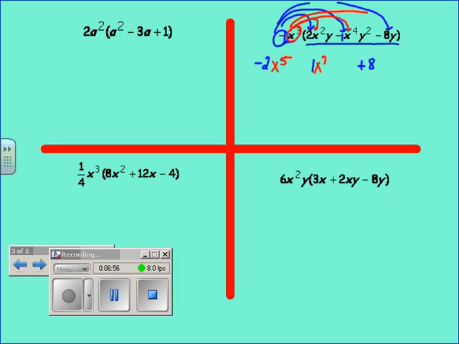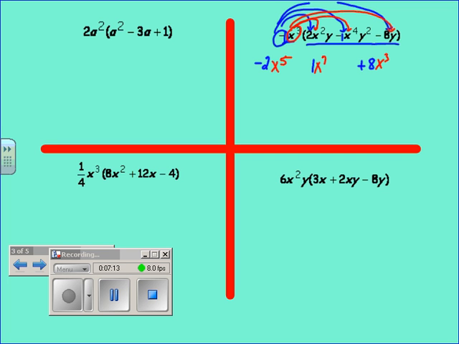And on this next problem, the very last one, I don't have an x. So again, that's like having x to the 0 power or 1. So x cubed times x to the 0 power is just x cubed. Or x cubed times 1 is x cubed.